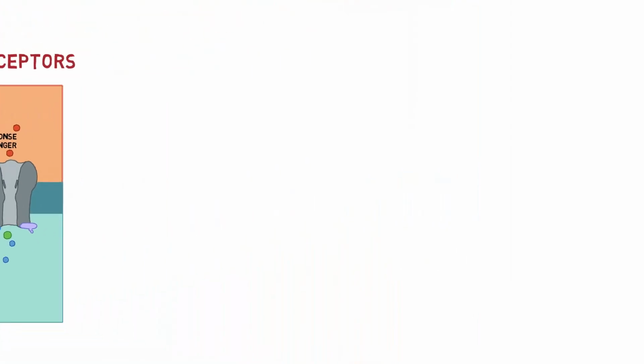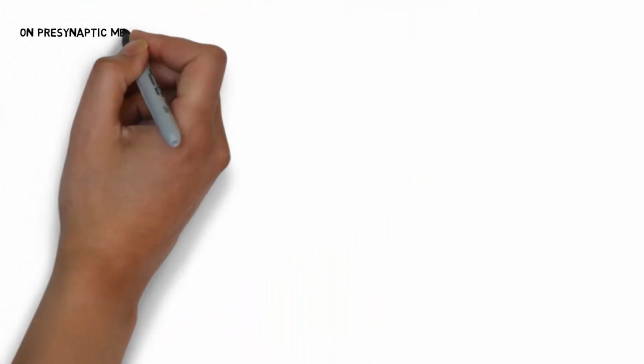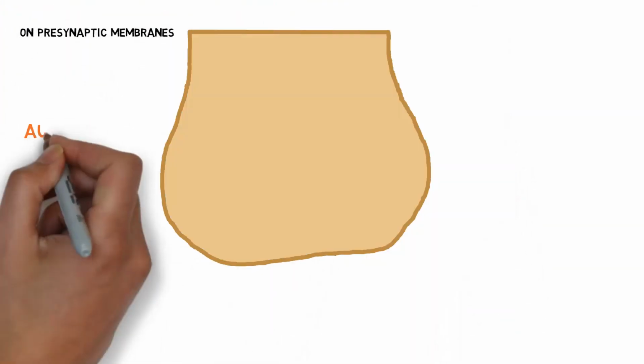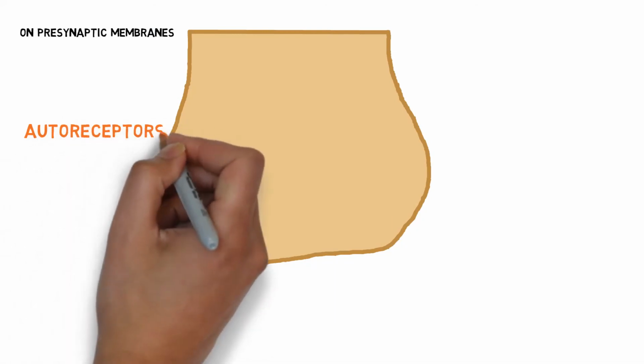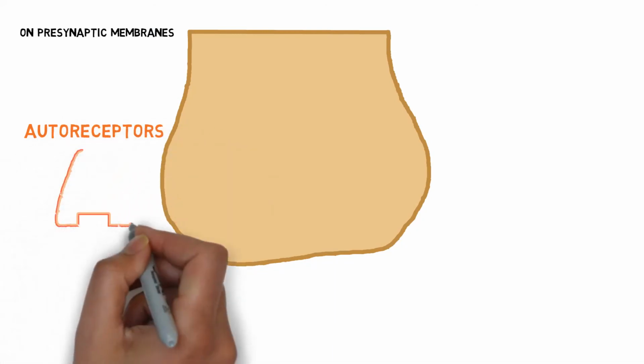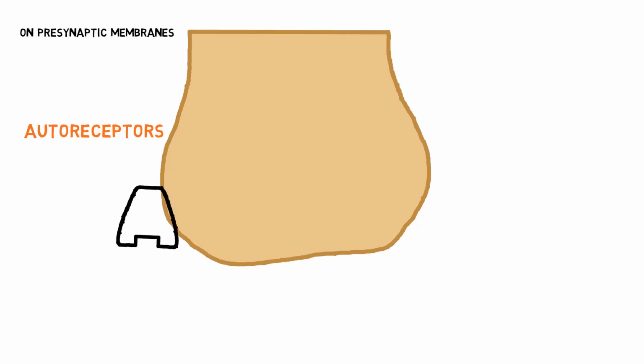The presynaptic membrane also has receptors. One type is an autoreceptor. This receptor will respond to the neurotransmitter being released from its own terminal and will either trigger more release or slow down the release of the neurotransmitter. This type of receptor modulates the activity of the signaling cell.